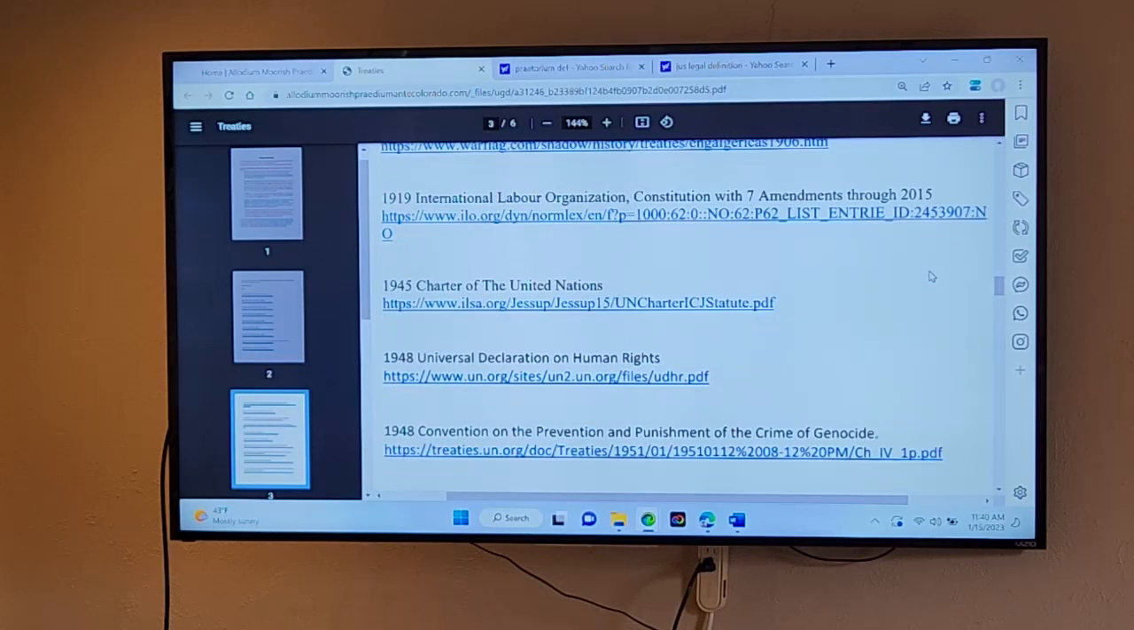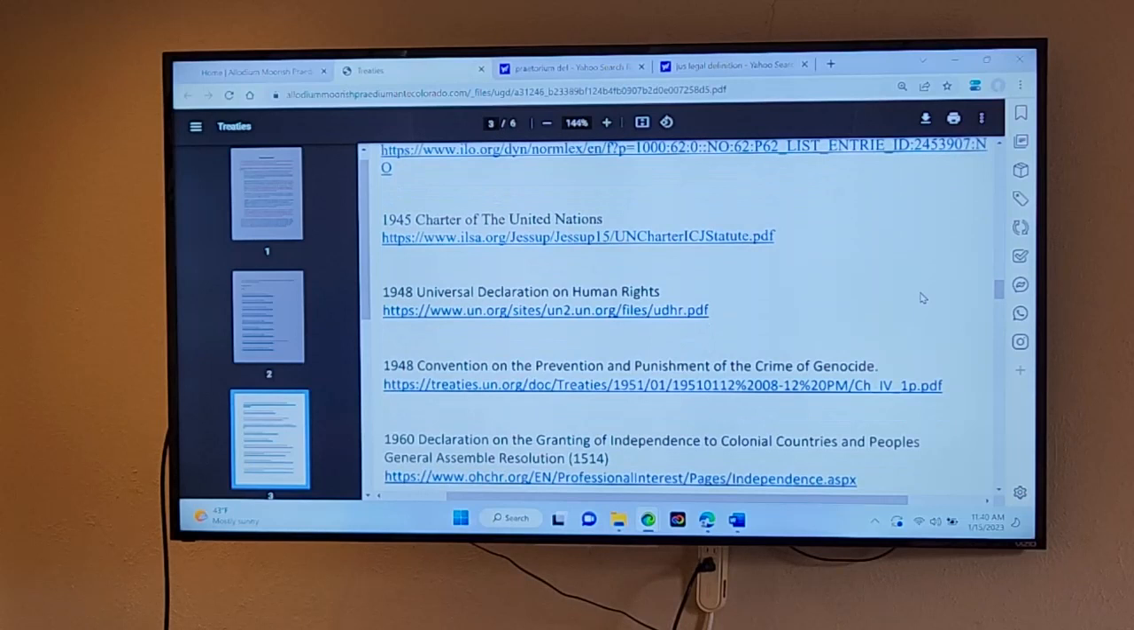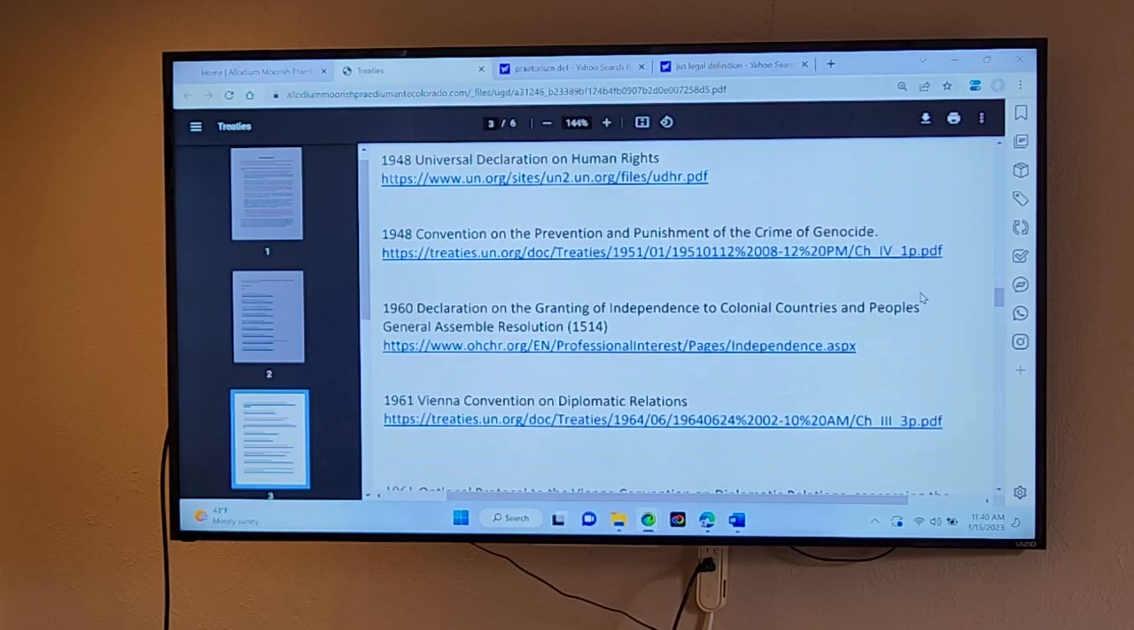The 1919 International Labor Organization's Constitution with 7 amendments dated through 2015. The 1945 Charter of the United Nations. The 1948 Universal Declaration of Human Rights. The 1948 Convention on the Prevention and Punishment of the Crime of Genocide. The 1960 Declaration on the Granting of Independence to Colonial Countries and Peoples, General Assembly Resolution 1514.